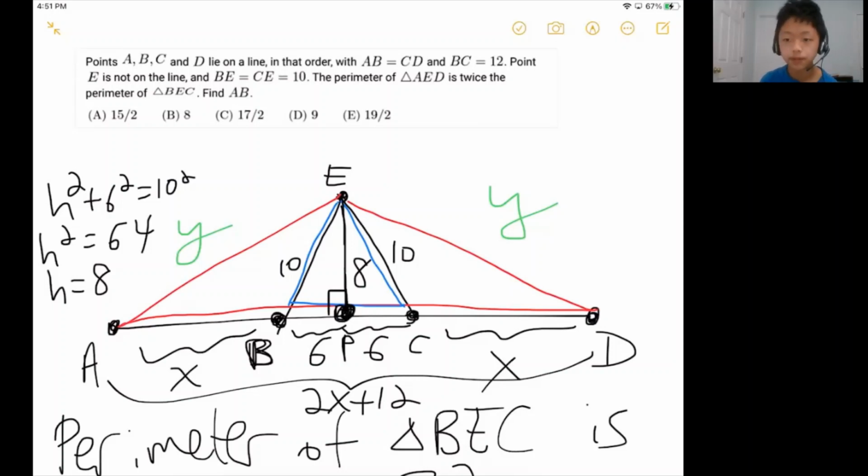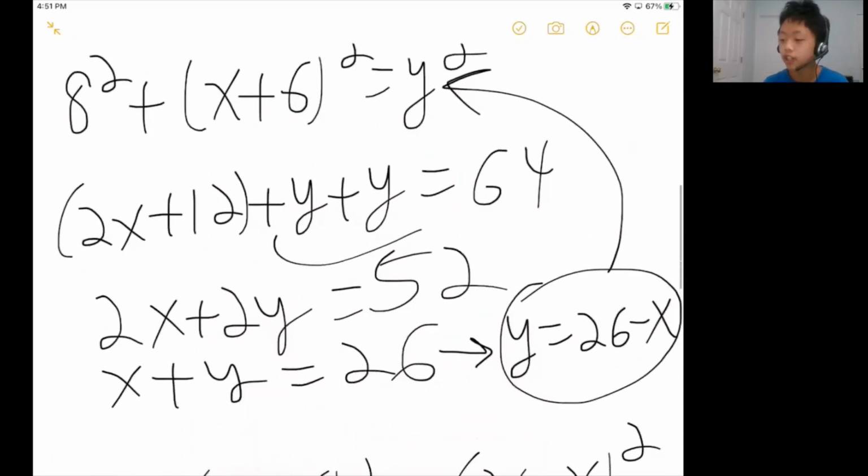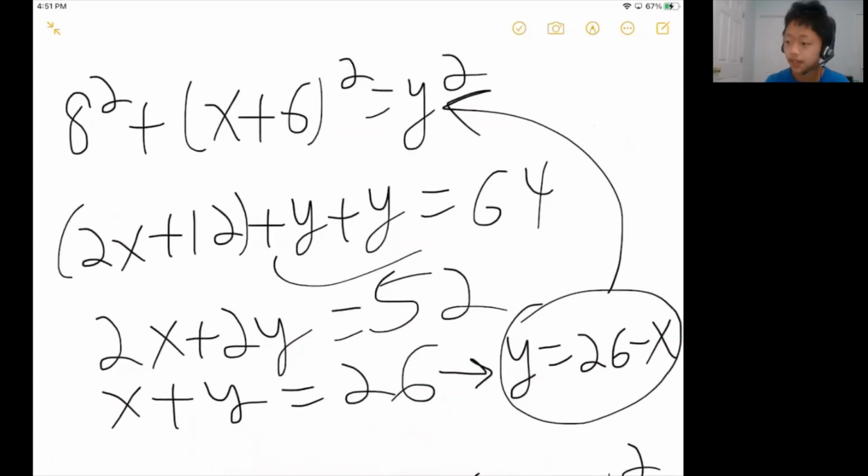In this case, the idea was that we started with information we knew, right? They told us the perimeter of triangle AED is twice the perimeter of triangle BEC. So we were able to find the perimeter of BEC easily, which was 32 or something. That means the perimeter of triangle AED is 64. And then from there, we just assigned some variables. We used the Pythagorean theorem and the perimeter condition, and then with some algebra manipulations, if you just carefully do your algebra, you should be able to get the right answer.